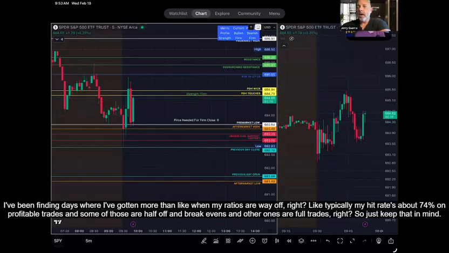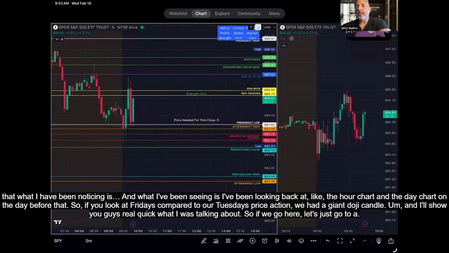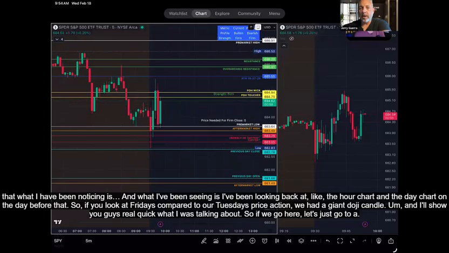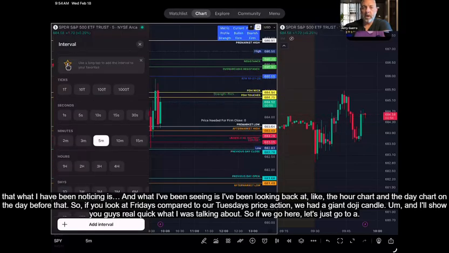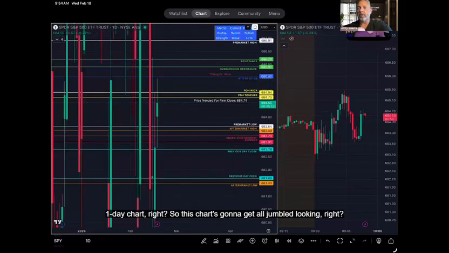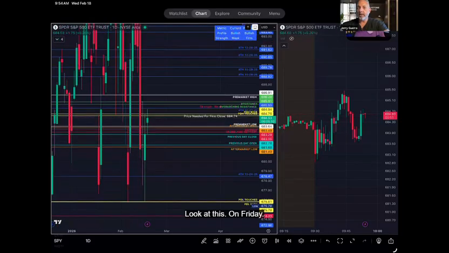So just keep that in mind. What I've been noticing is, I've been looking back at the hour chart and the day chart on the day before that. If you look at Friday compared to Tuesday's price action, we had a giant doji candle. I'll show you guys real quick what I was talking about. Let's go to a 1 day chart. This chart's going to get all jumbled looking. Look at this.